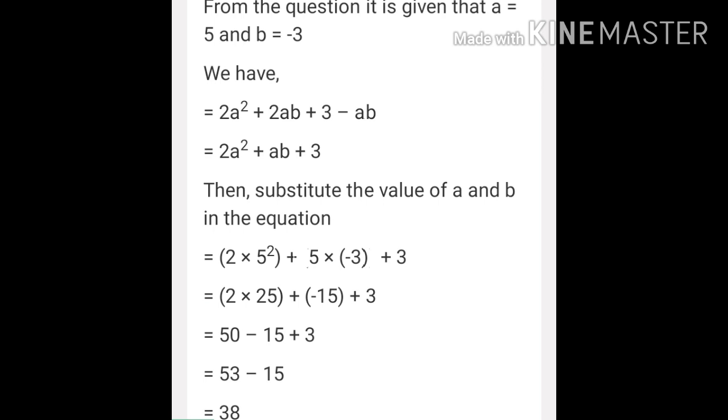Wherever a is used in the equation, we will put the value of a, and wherever b is used, we will put the value of b. 5 square means 25. So 2 into 25 plus minus 15 plus 3. 50 minus 15 plus 3. 53 minus 15, the answer will be 38.